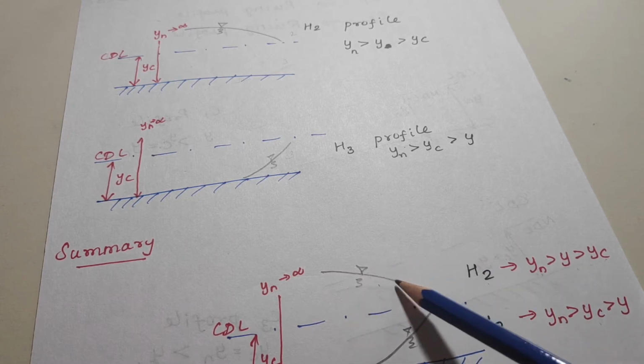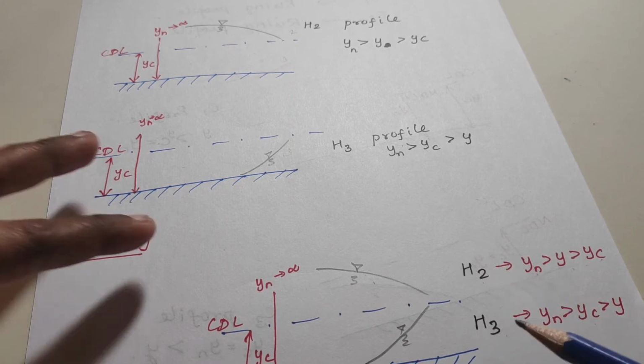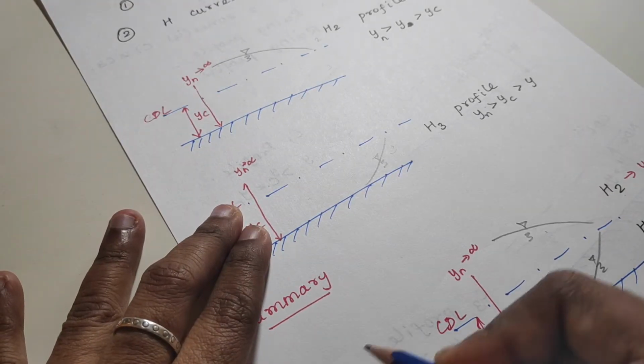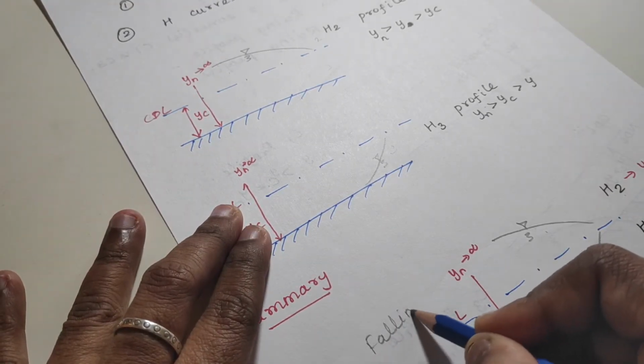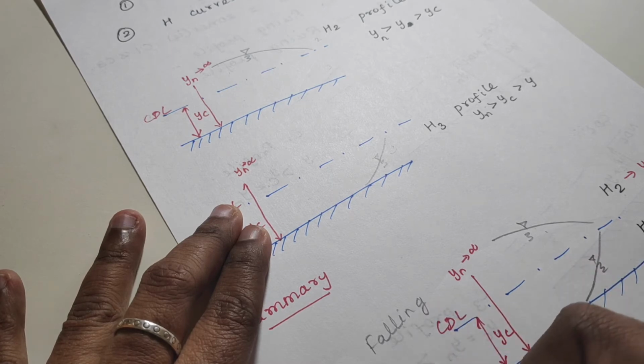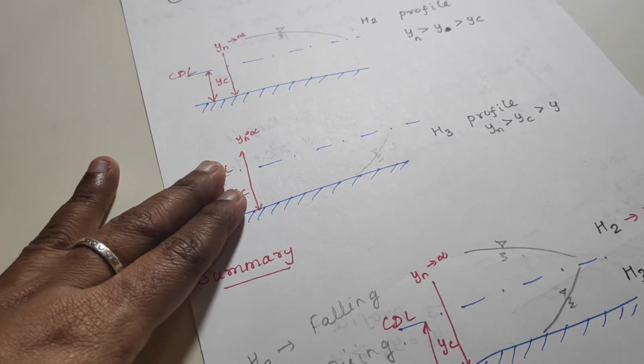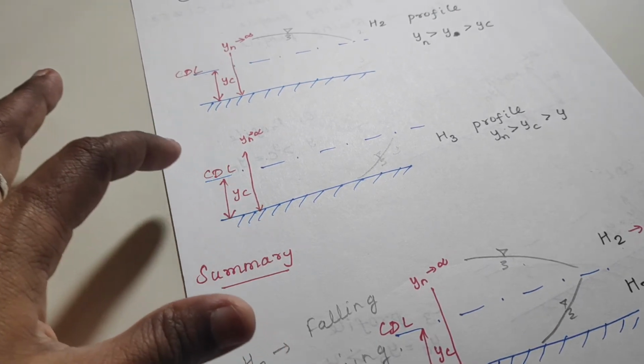The second is the falling profile. The third is the rising profile. So here H2 is the falling profile and H3 is the rising profile. Okay.